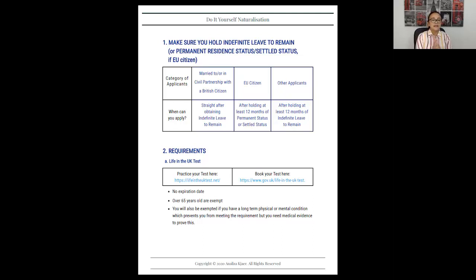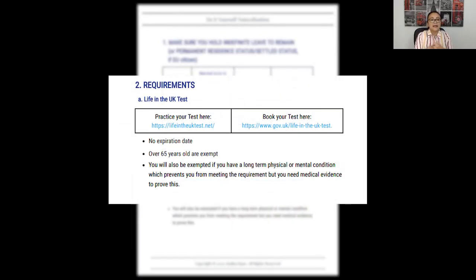Okay, so the second section is the requirements, and one of them is the Life in the UK test. The Life in the UK test is a test of knowledge of UK culture and UK rules.